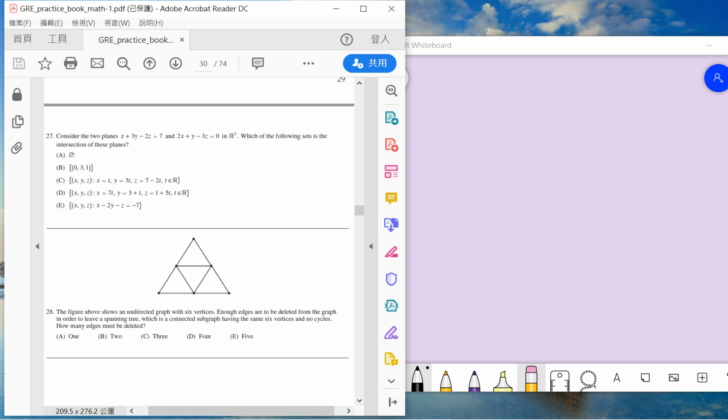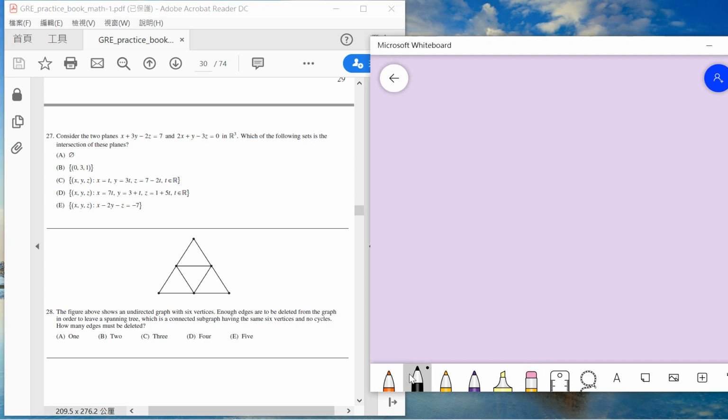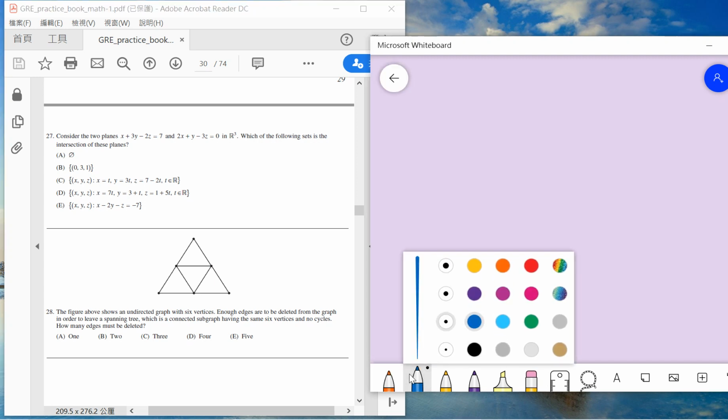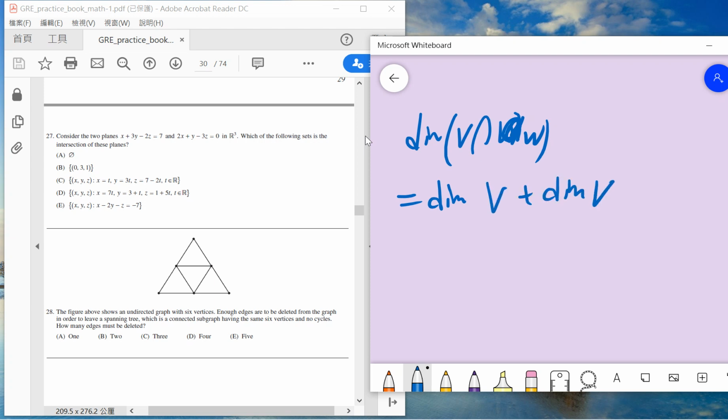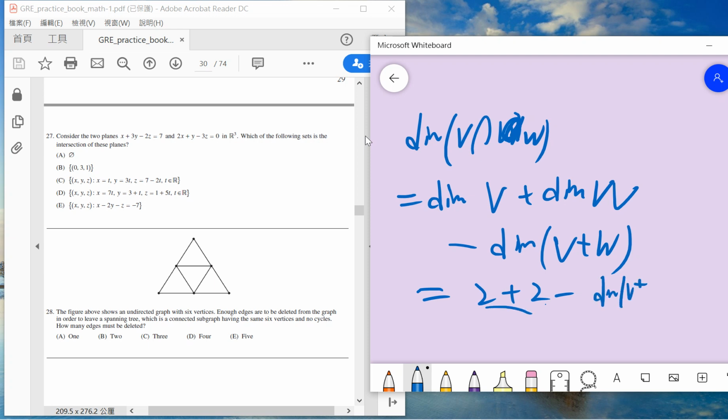Number 27 gives you two planes and asks you which one is correct for the intersection. So remember that we have a formula that the dimension of the vector space V intersection W is dimension V plus dimension W minus dimension V plus W. So this is 2 plus 2 minus the dimension of the sum of two planes.